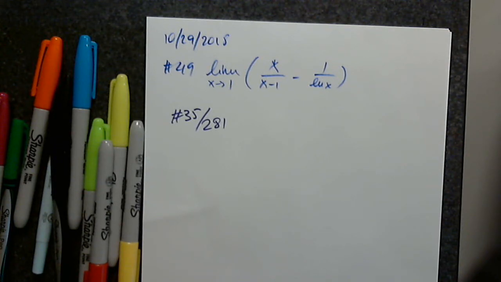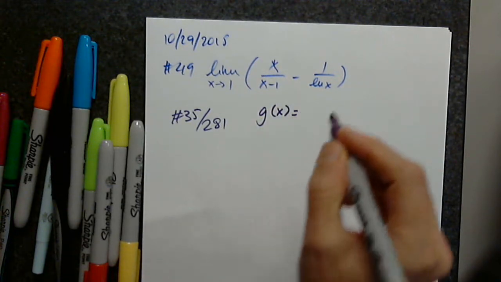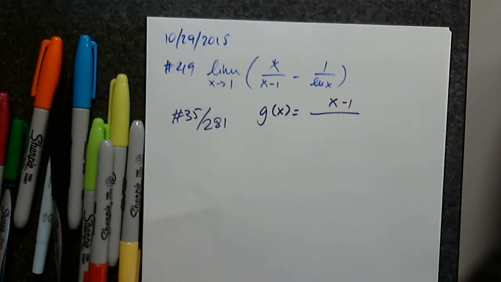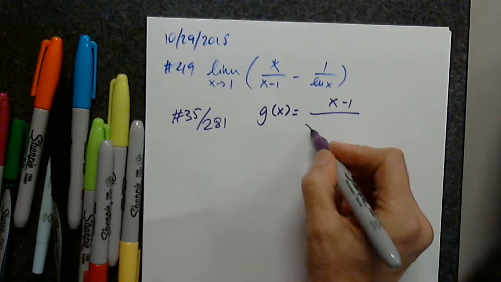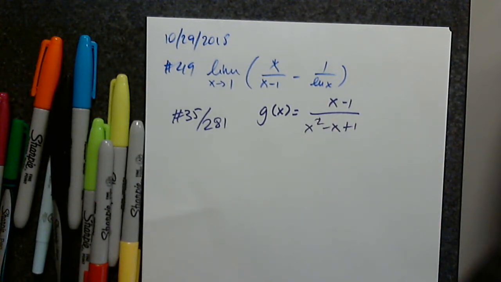35. Okay, so we have g of y. I'm going to write g of x. It's easier. Sorry about that. So it's x minus 1 divided by x squared minus x plus 1. And the problem is asking us to find the critical numbers.